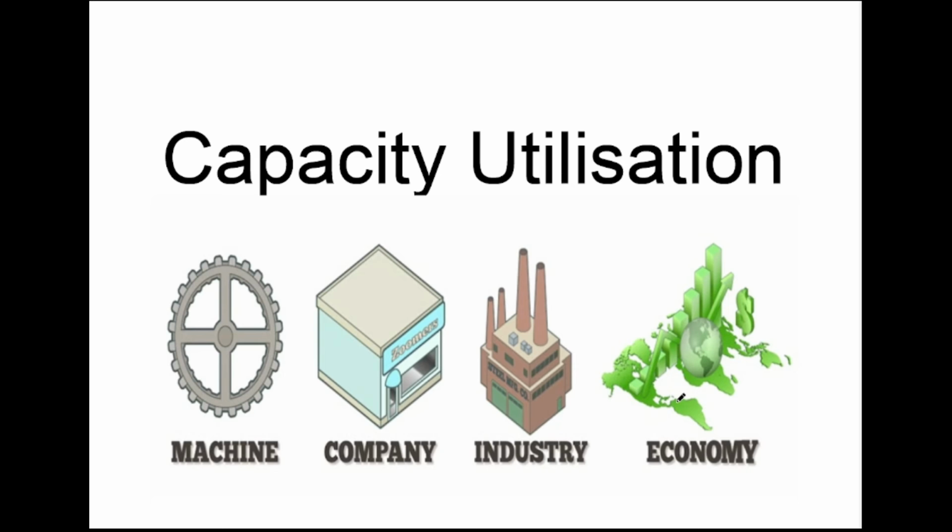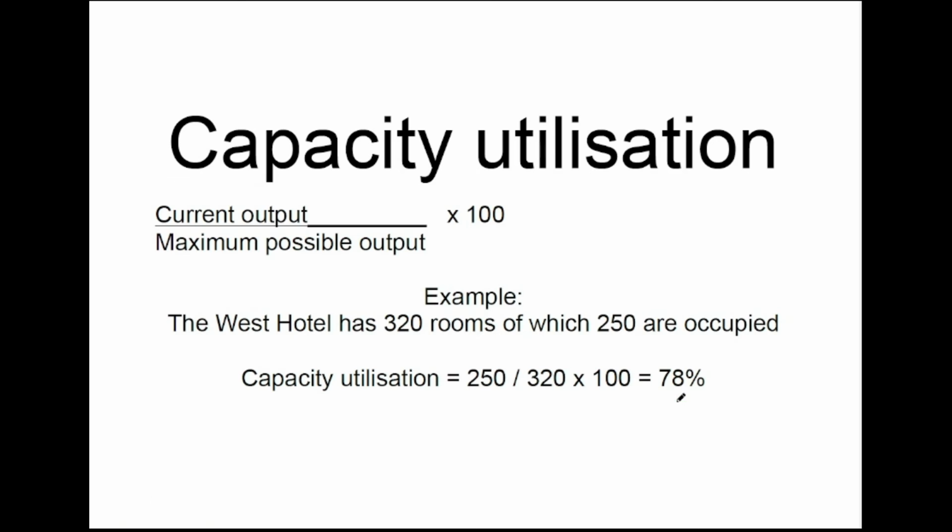Primark are very good at negotiating with people to make clothes out of season, for example. The airline industry has a very low profit margin per seat, which means they need to fill planes. Okay, which means 250 are occupied. It also means you can work out how many are empty.